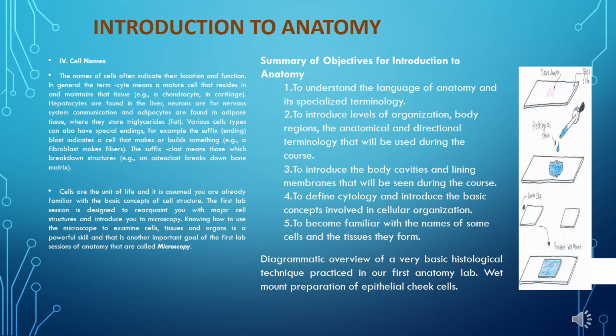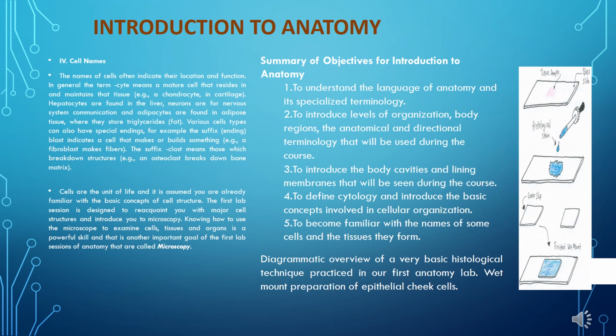Cells are the unit of life, and it is assumed you are already familiar with the basic concepts of cell structure. The first lab session is designed to reacquaint you with major cell structures and introduce you to microscopy. Knowing how to use the microscope to examine cells, tissues, and organs is a powerful skill, and that is another important goal of the first lab sessions of anatomy that are called microscopy.